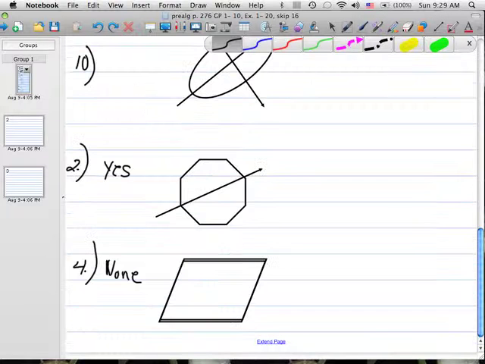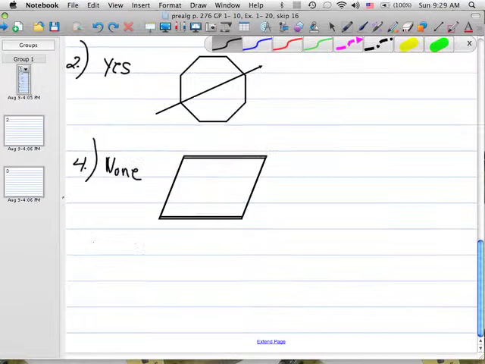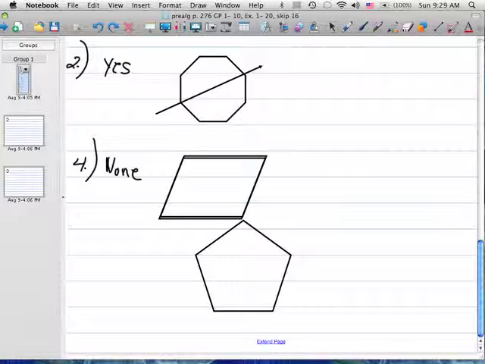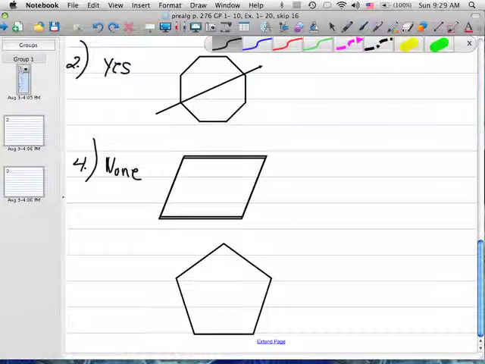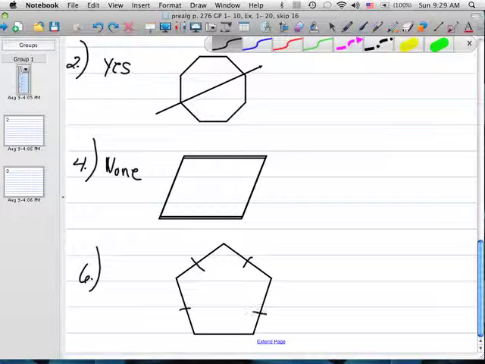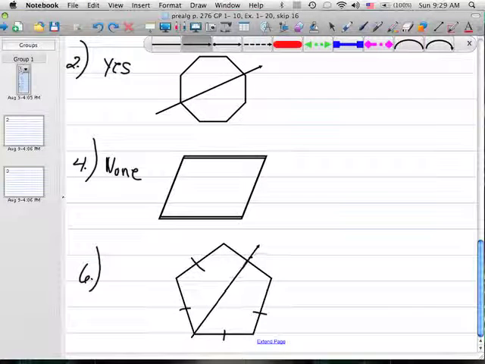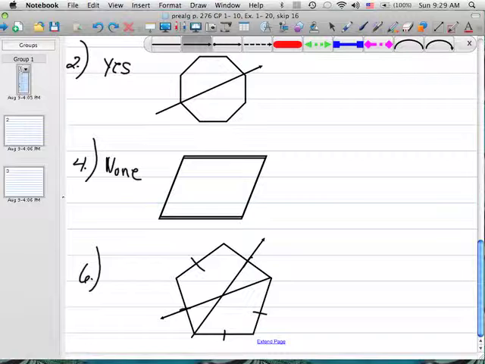Number 6 is a hexagon, excuse me, a pentagon. So we'll draw a pentagon. And all the sides are equal, and all the angles are equal. And when that happens, we have lines of symmetry through, in this case, a vertex and a side. So for every vertex and side, we have a line of symmetry.